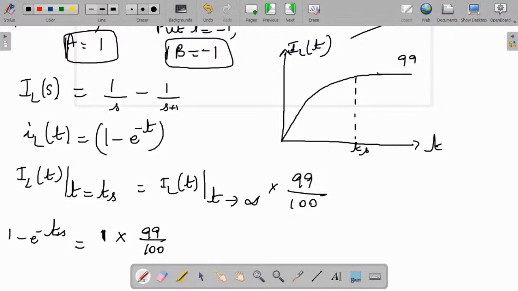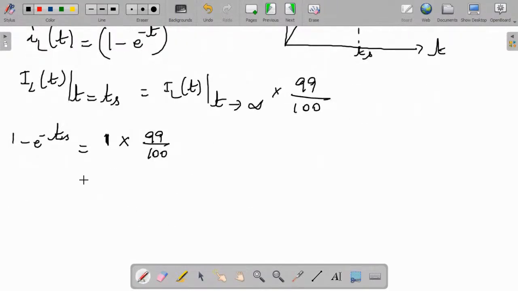Okay, this is 99% of the final value. So if you solve, you get the ts value as 4.607, approximately 5 seconds. Okay, so this is the time required. 1 second, rather 5 seconds will come. Okay, fine. So next subdivision.